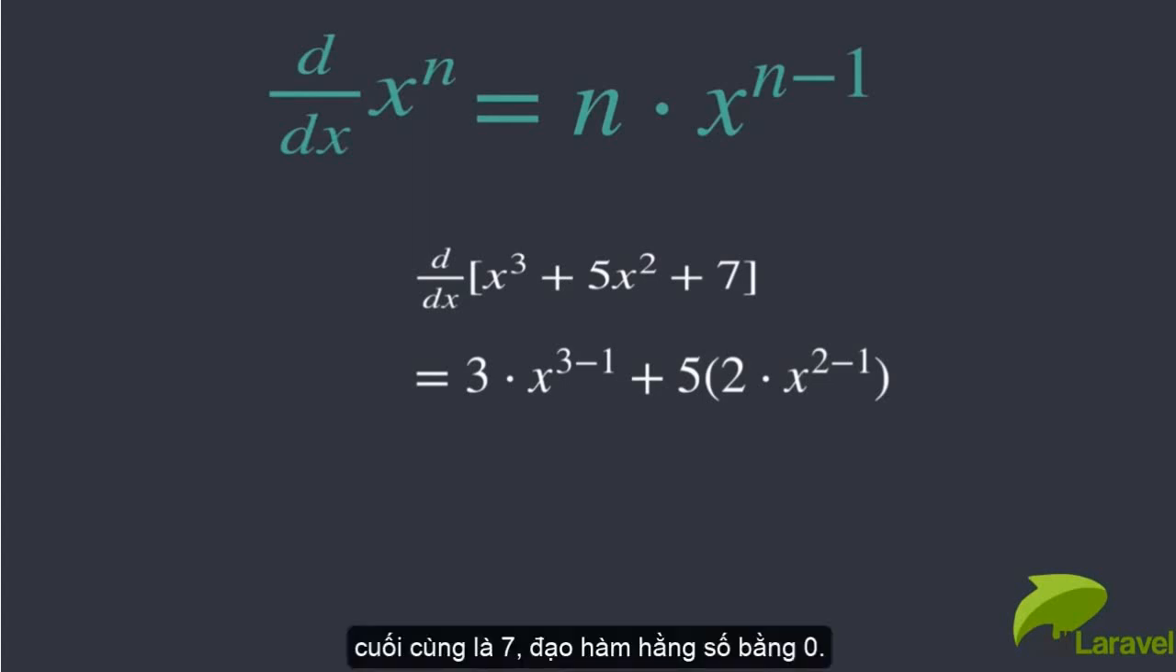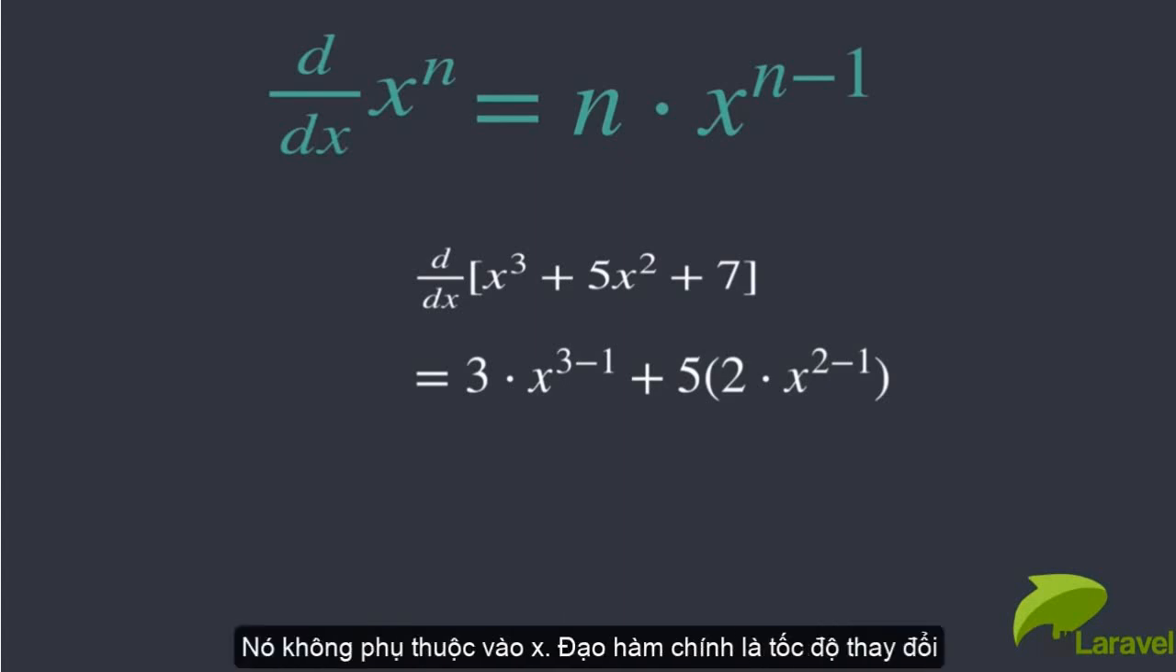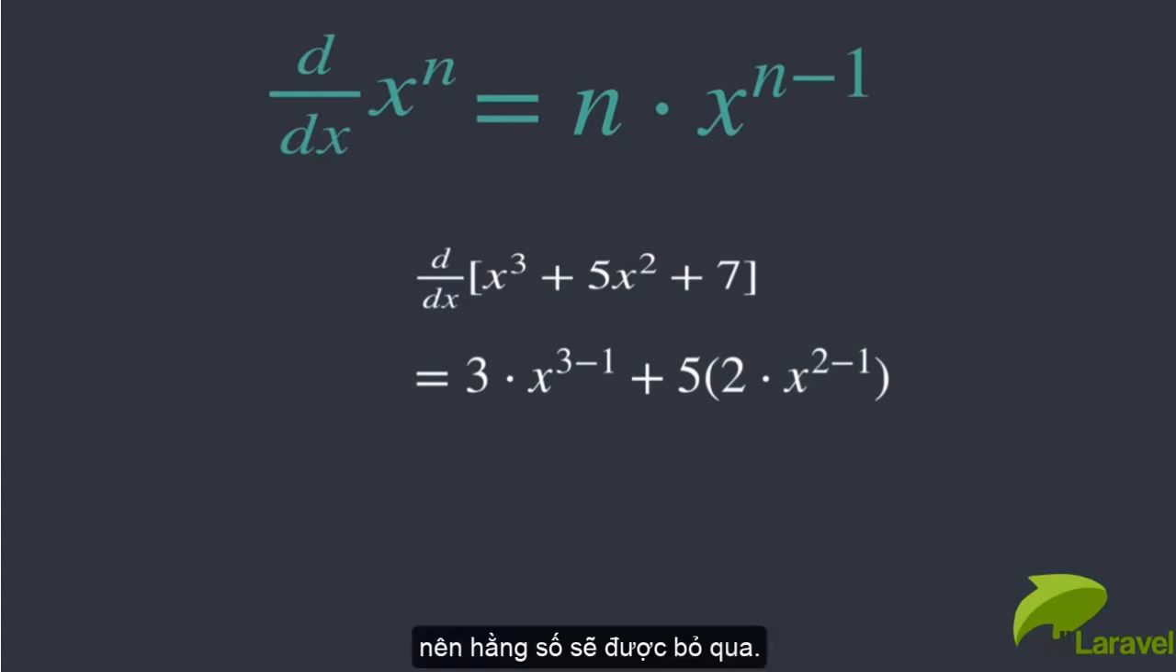And then that 7, right? That 7 just disappears. That 7 just drops, because 7 is a constant. It doesn't depend on x. Constants don't change, and since the derivative is all about the rate of change, the constant drops out. It's equal to 0, so the 7 disappears. So what we end up with is 3 times x to the power of 2 plus 5 times 2 times x, right?